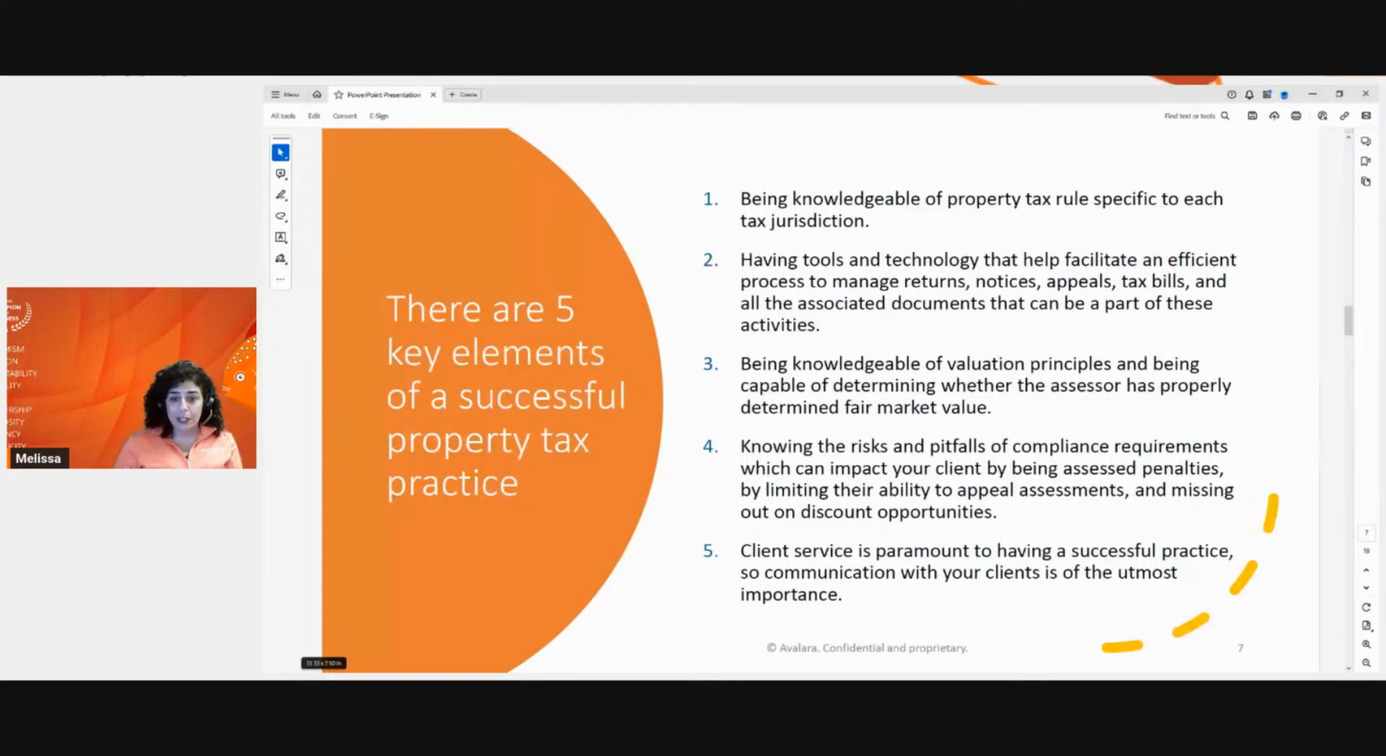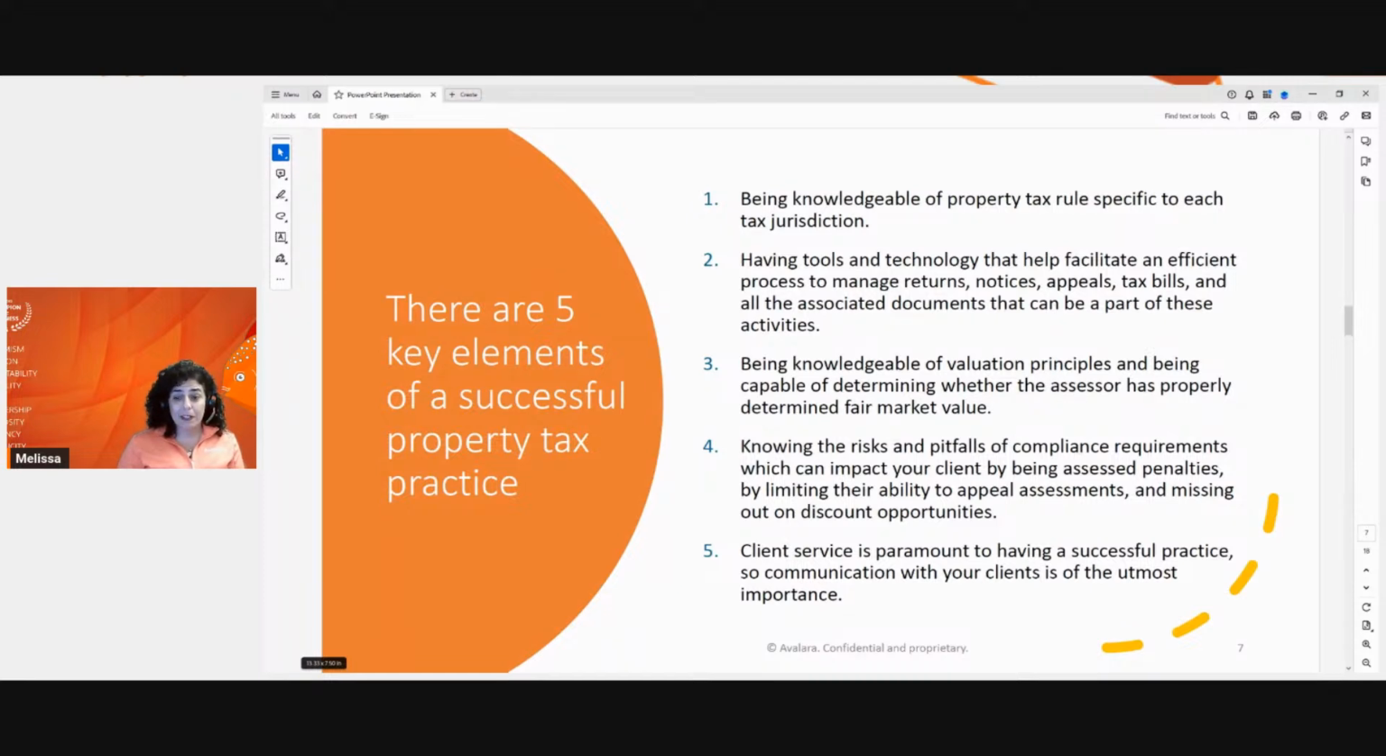Knowledgeable about valuation principles. So again, property is valued differently in different states. There are different depreciation tables used, assessment ratios, index tables. So there are lots of different ways to make sure that the property that you're looking at is being valued accurately and fairly for tax purposes at a fair market value. Assessors obviously are looking to maximize tax revenue. You're looking to minimize tax liability for your client. So there's a little bit of a conflict there sometimes.